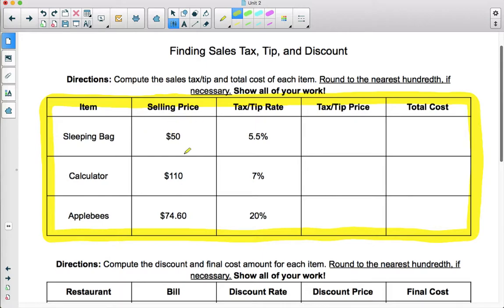Here's a sleeping bag, it costs $50. Here's the tax rate, tax or tip. Figure out that price and then figure out the total cost. And you're going to do that for each of these 3 things. And then stop. You only have 3 questions.